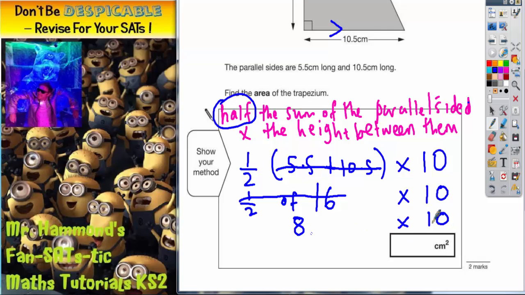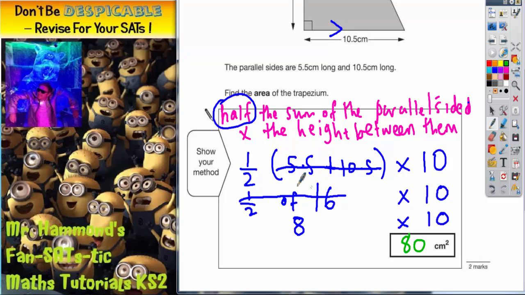It now looks very, very simple. 8 times 10 is 80 centimetres squared. And that's your final answer. Just to recap, half the sum of the parallel sides times the height between them. That's how to calculate the area of a trapezium.